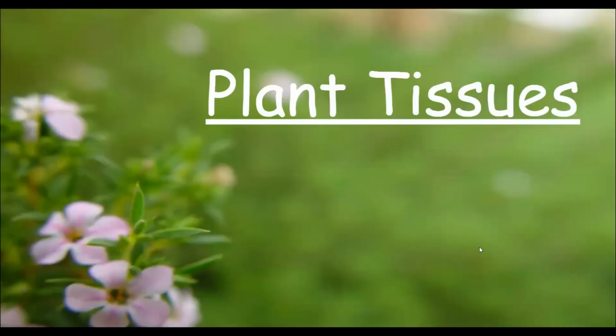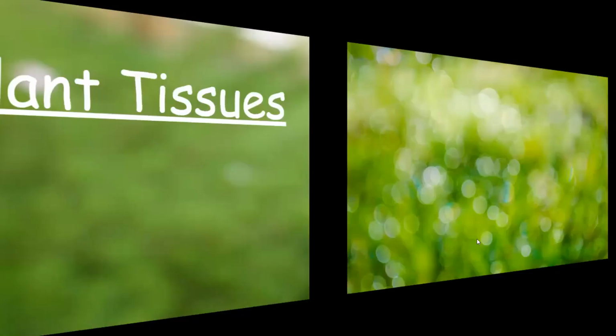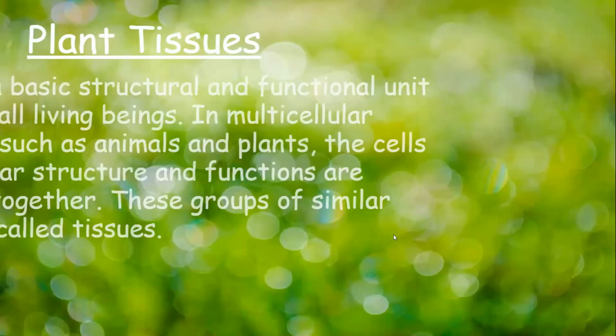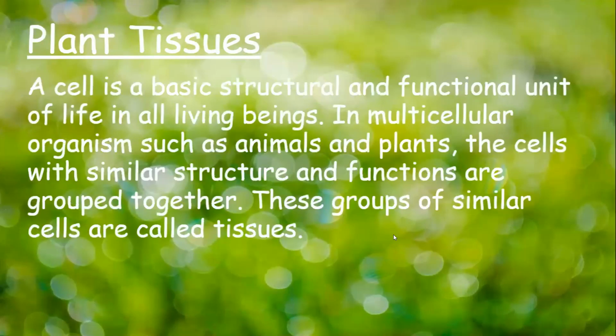So I will share something with you. Can you see my screen? Yes, ma'am. So today's topic is plant tissues. Now what is plant tissue? A cell is the basic structural and functional unit of life in all living beings. In multicellular organisms such as plants and animals, the cells with similar structure and functions are grouped together. These groups of similar cells are called tissues.